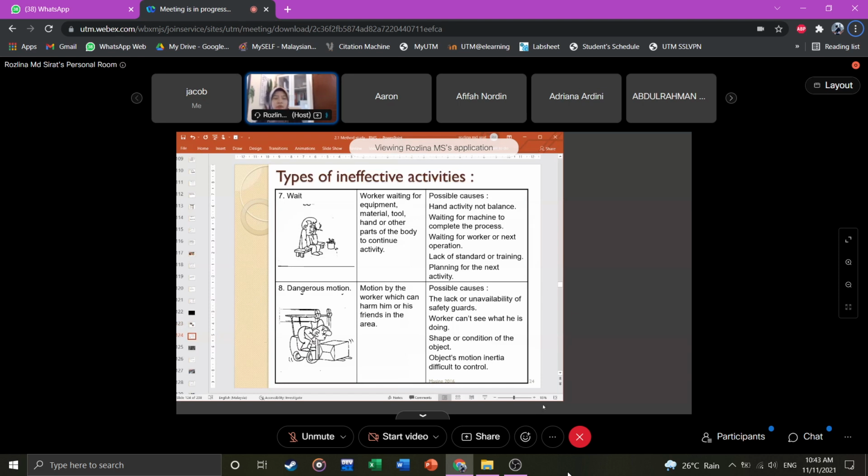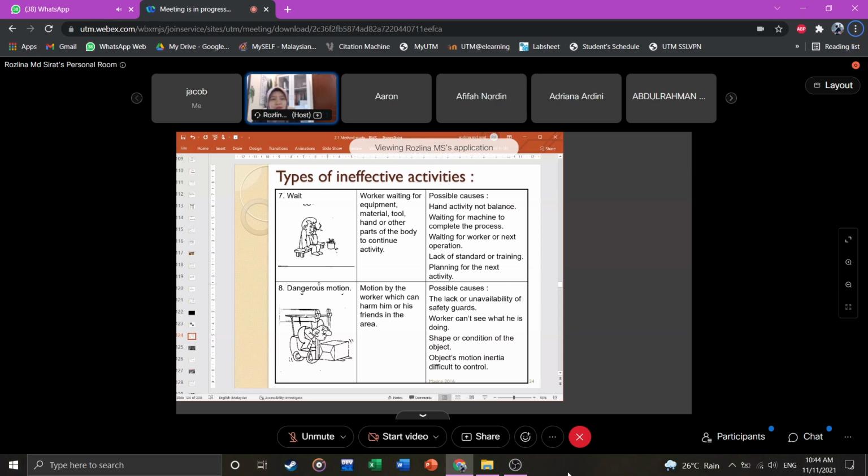Okay, number 7. Worker waiting for equipment, material, tool, hand, or other parts of the body to continue activity. The possible causes are hand activities not balanced. Waiting for machine to complete the process, and idle. Idle movement. Waiting for workers or next operation, lack of standard or training, and planning for the next activity. It is late to plan. You plan only when there is no activity, then you start to plan.